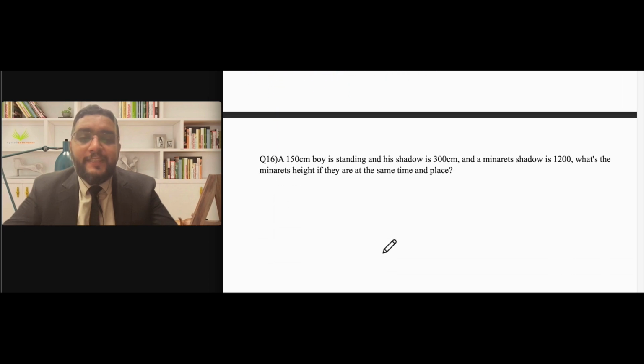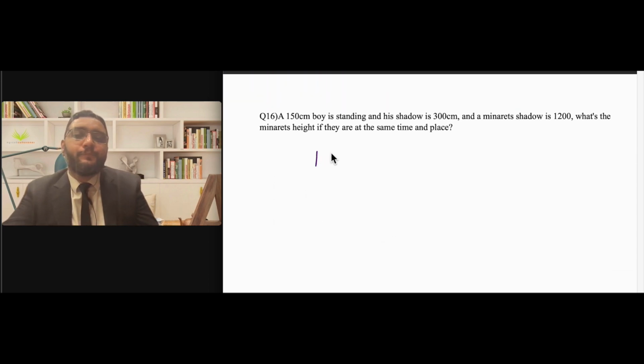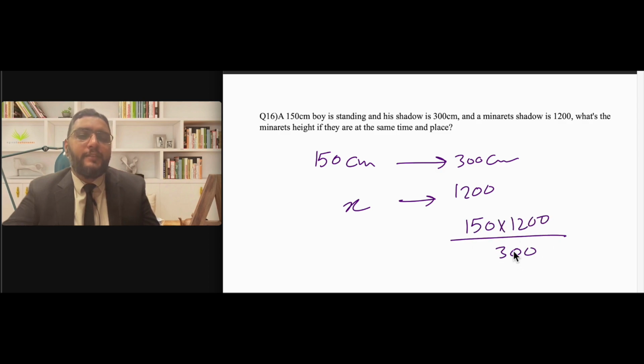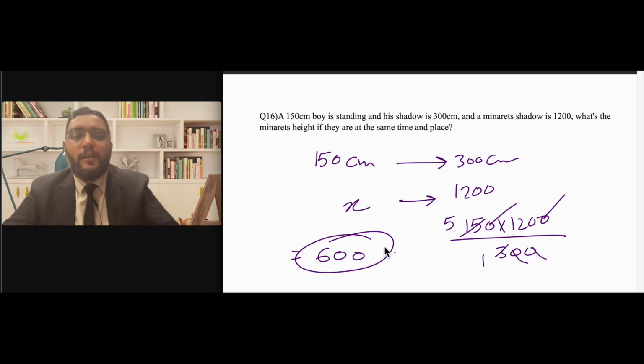Let's move to question 16. A 150 centimeter boy is standing and his shadow is 300 centimeters. And a man's shadow is 1200, right here 1200. What is the man's height if they are at the same time and the same place? So this is x. Just make cross multiplication. It will be 150 times 1200 over 300. Cancel 2 zeros with 2 zeros. So divided by 3 equals 1, divided by 3 equals 5. So it will be 5 times 12, which equals 60. And write down 1 0, so it will be 600.